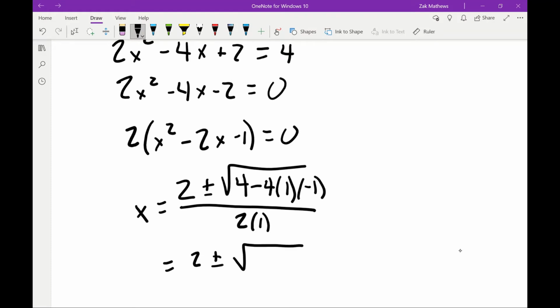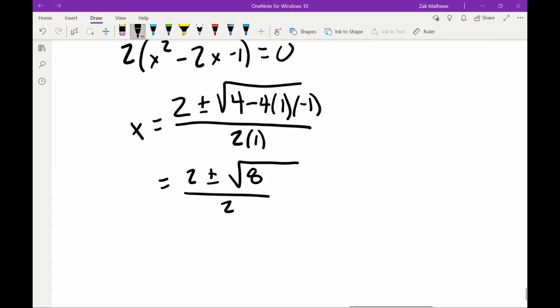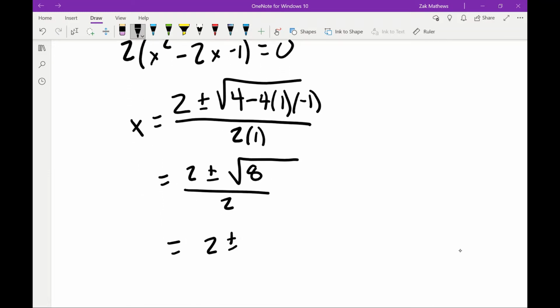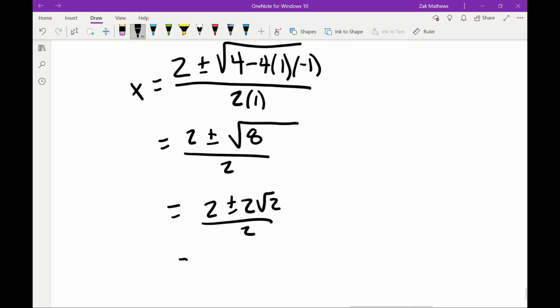So we get a 4 plus 4, which is 8 over 2. And then the square root of 8 is 2 square roots of 2. So we can simplify everything here by a factor of 2, and so we get x to be 1 plus or minus root 2. So there's our x. This one is not a pretty number, it's irrational, but it's not really that ugly either. By using our algebra, we were able to get those exact solutions.